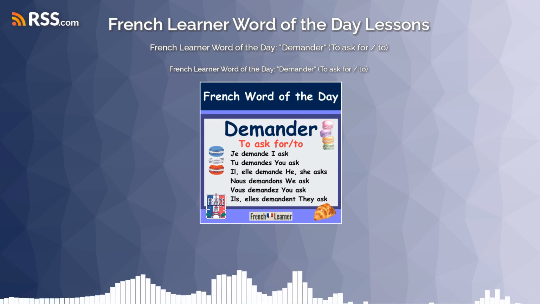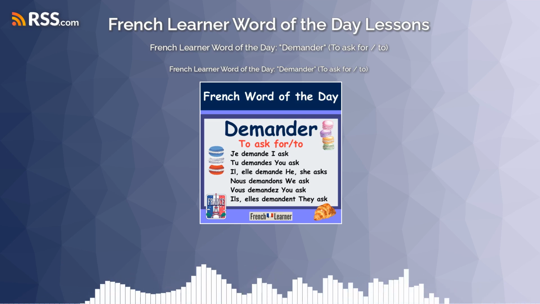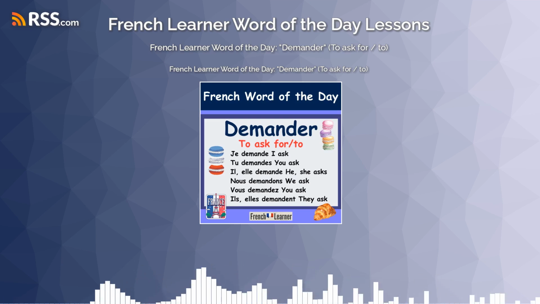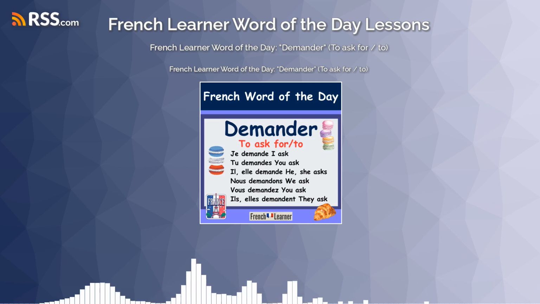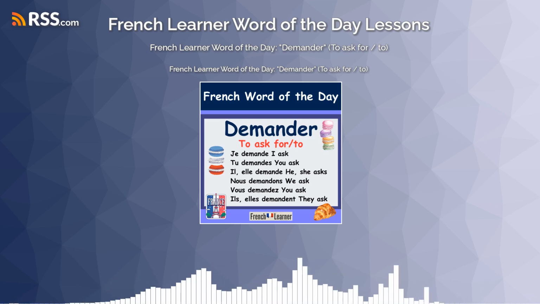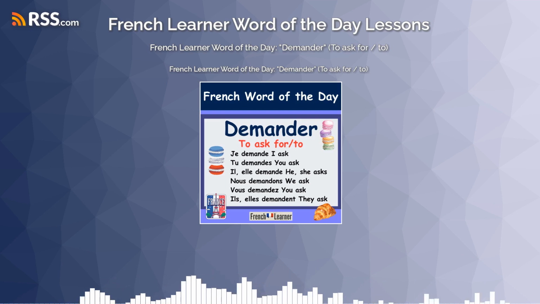So, demander, conjugaison. How do we conjugate the verb demander? Demander is a regular ER verb, so its endings are the same as all other regular ER verbs. Je demande, I ask. Tu demandes, you ask, singular and informal. Il, elle demande, he and she asks. Nous demandons, we ask. Vous demandez, you ask, plural and formal. Il demande, elle demande. So the way we'll do this is I'll read the example sentences in English, then in French, then we'll look at the grammar.